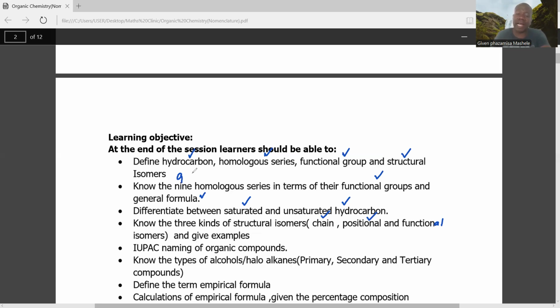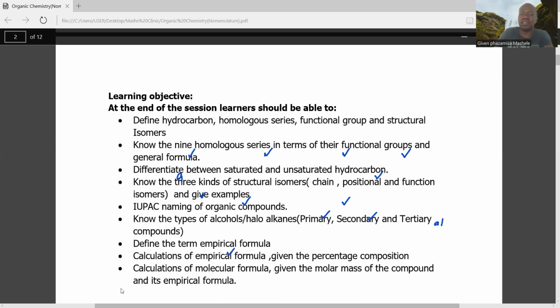Right. Again, you need to be able to know the different types of alcohols and haloalkanes, where we have primary alcohols, secondary alcohols, and tertiary alcohols. Also, primary haloalkane, secondary haloalkane, and tertiary haloalkane. Then again, you need to familiarize yourself with the definition of empirical formula. We went through this empirical formula under quantitative aspects of chemical change.